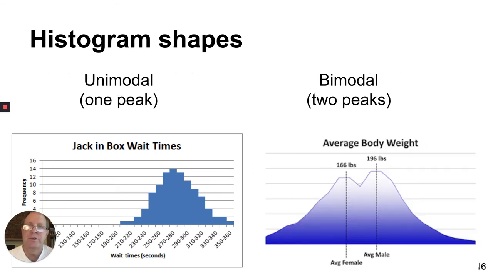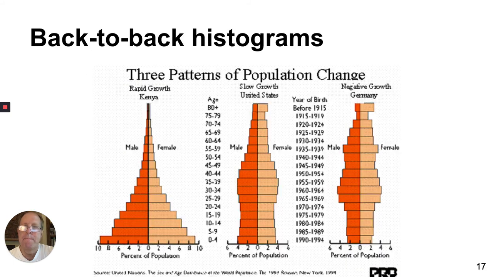When talking about histograms, you can also talk about peaks. The histogram on the left is unimodal. The histogram on the right is bimodal. I haven't seen this on the AP exam, but that doesn't mean they can't include it. These are back-to-back histograms, making it pretty easy to compare distributions across male and female and from country to country.